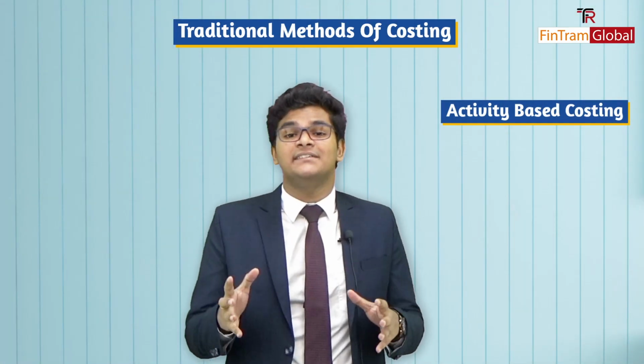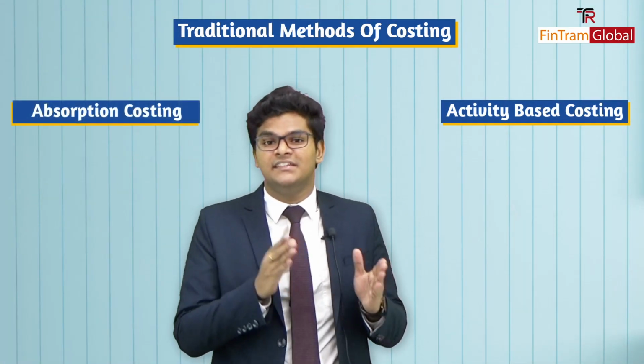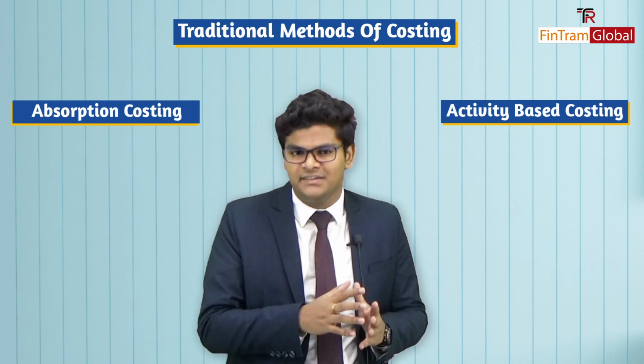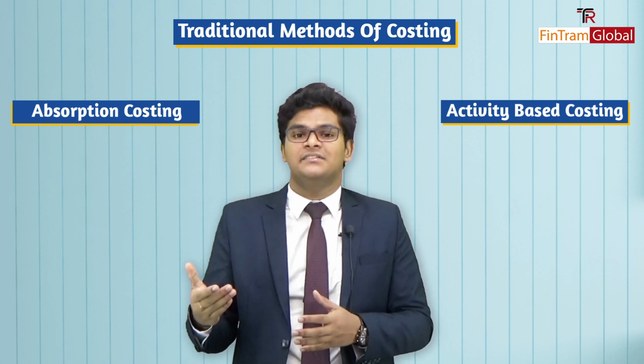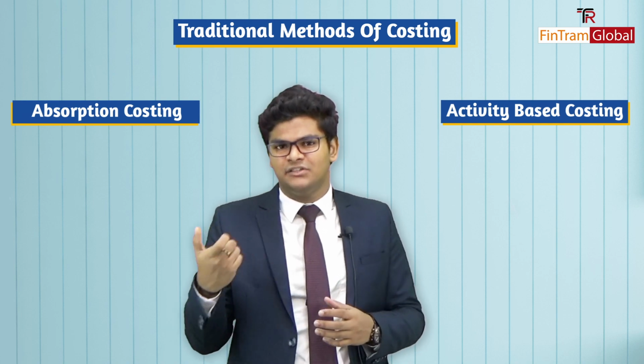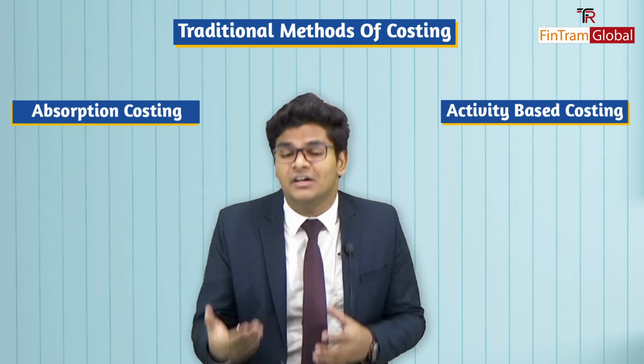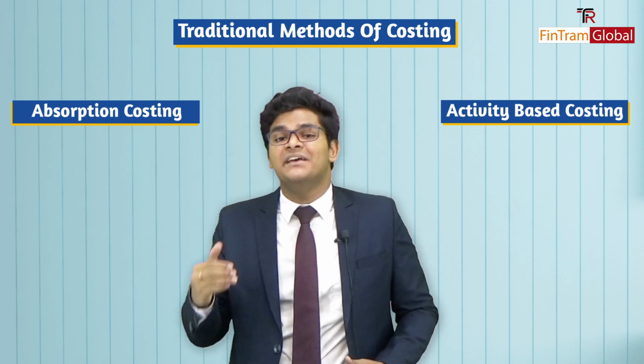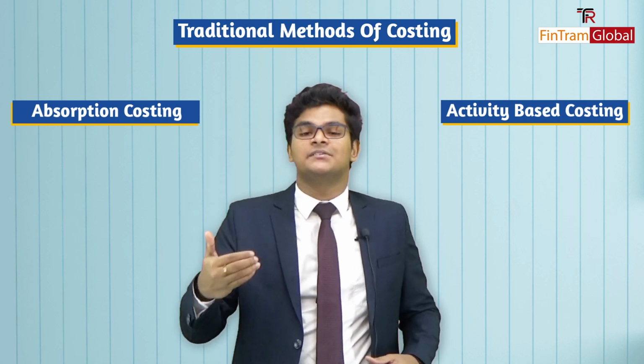Okay folks, so that is basically the difference between these two methods. One takes the entire cost and divides it on a common basis, whereas the other, that is activity-based costing, looks at each individual cost, identifies the cost drivers, and allocates the overhead cost to the product based on the cost drivers. That's basically the difference.